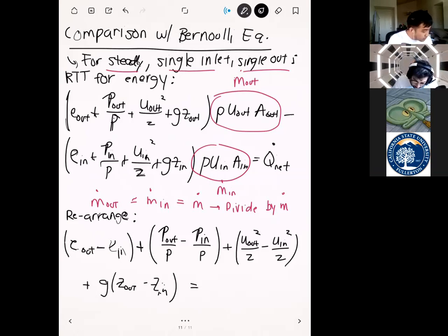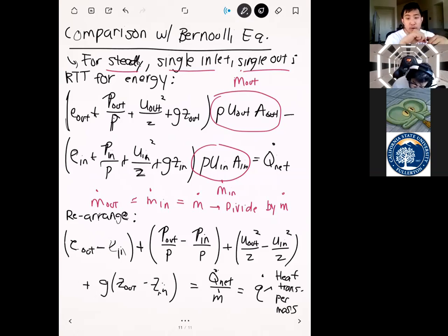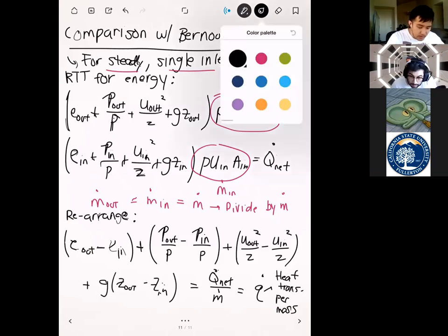And this is equal to Q dot net over m dot. We'll say that this is equal to little q dot. What this little q dot basically says is that this is the heat transfer per mass. The units for that q dot are going to be kilojoules per kilogram. But that's a little bit less important in this context.